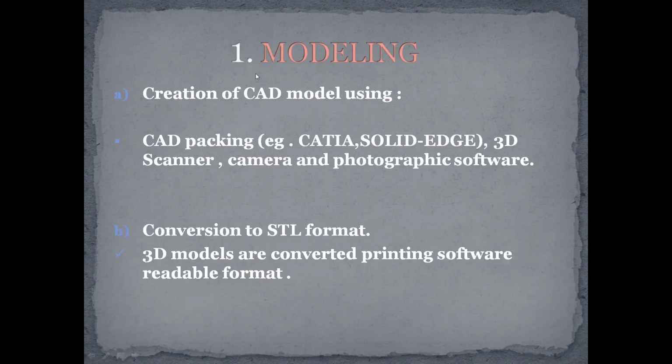Modeling is the creation of a CAD model using CAD, CATIA, SolidWorks, a 3D scanner, camera, or photographic software. So we can say we can create a model using any software. And now point B is conversion to an STL file. I already discussed what an STL file is. STL files means standard triangular language. 3D models are converted into a printing software readable form.